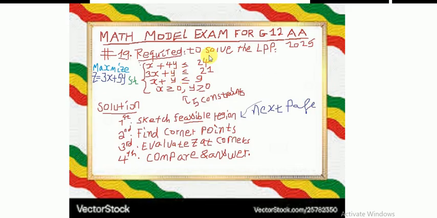Okay, we are given this problem: these inequalities, constraints, and this objective function. For what xy pair does the value of this function become maximum? We can follow these steps. First, sketch the feasible region. Feasible region means the intersection of the graphs of all of the constraints.